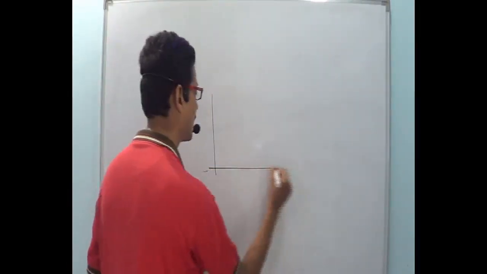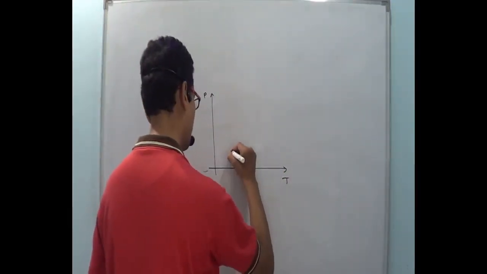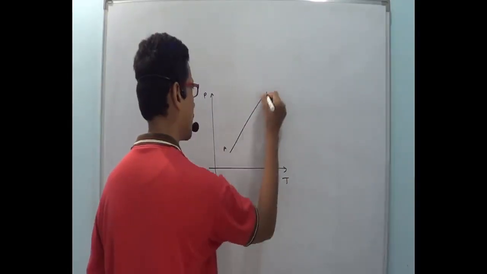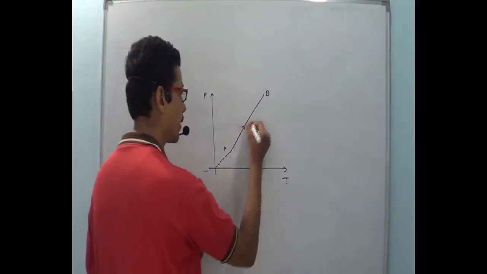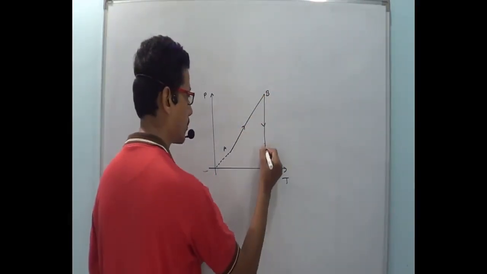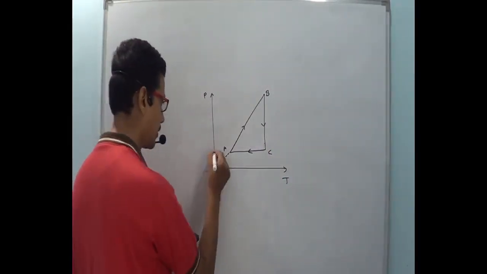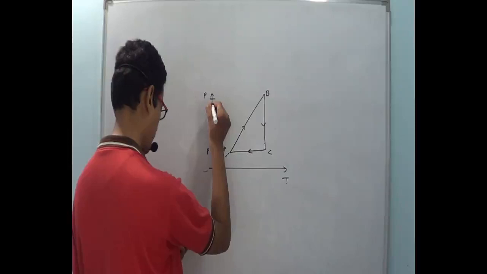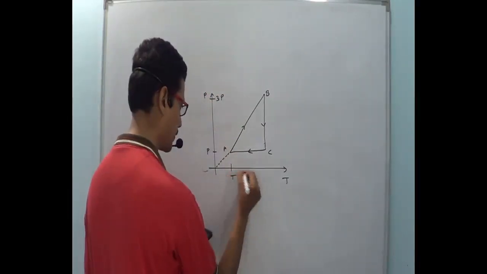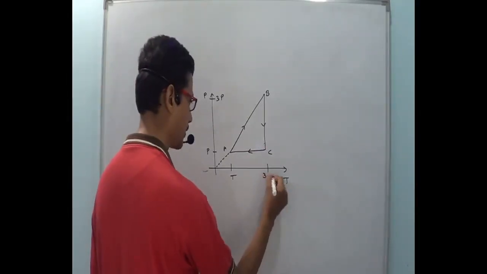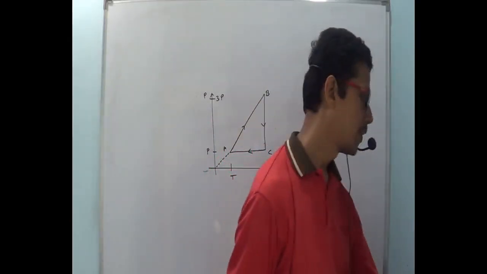Here there is a PT graph, and a gas is taken from state A to state B. That graph is passing through the origin, which means volume is constant here. And here the temperature is constant and it is brought back to state A, so this is a cyclic process. Here the pressure is P and here the pressure is 3P. And here the temperature is T and here the temperature is 3T. Now we have to find the efficiency of the cycle.